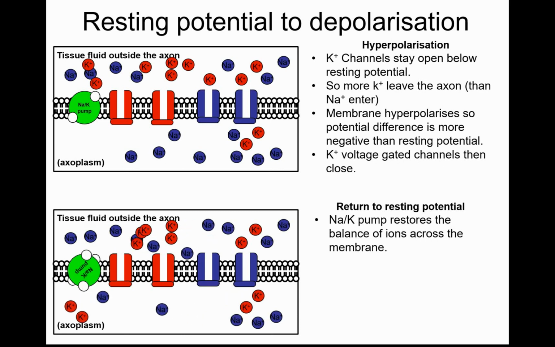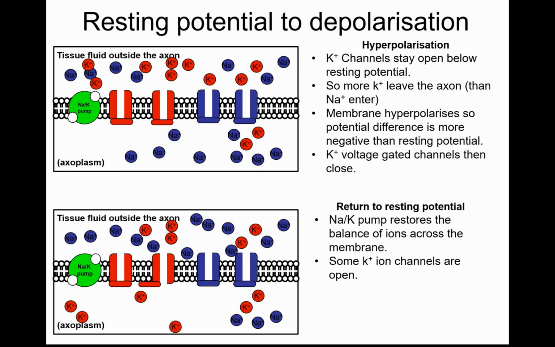So there's our unequal pumping of ions out across the membrane. Okay, some potassium ion channels are open again, so some potassium ions will move out as before to restore the resting potential. Okay, so those are your sequence of events.